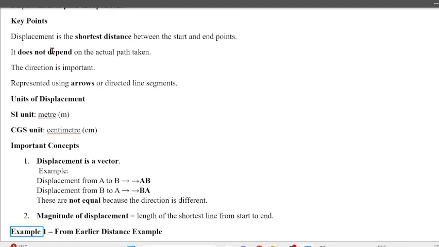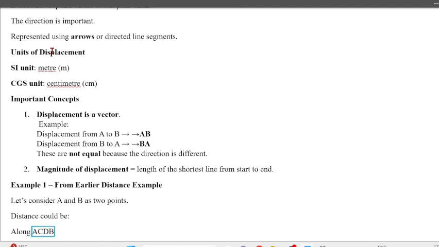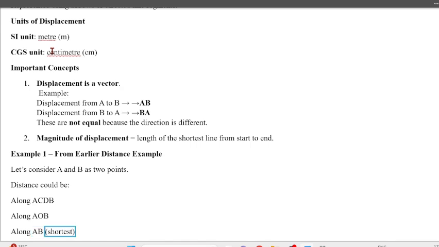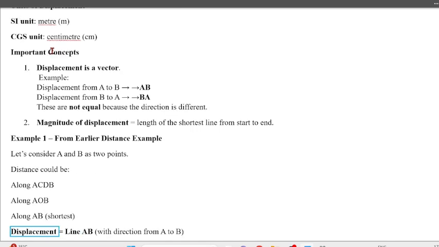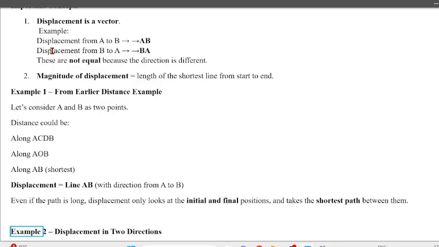Example 1: distance. Let's consider A and B as 2 points. The path could be along ACDB, along AOB, or along AB, which is the shortest. Displacement is equal to line AB with direction from A to B. Even if the path is long, displacement only looks at the initial and final positions, and takes the shortest path between them.